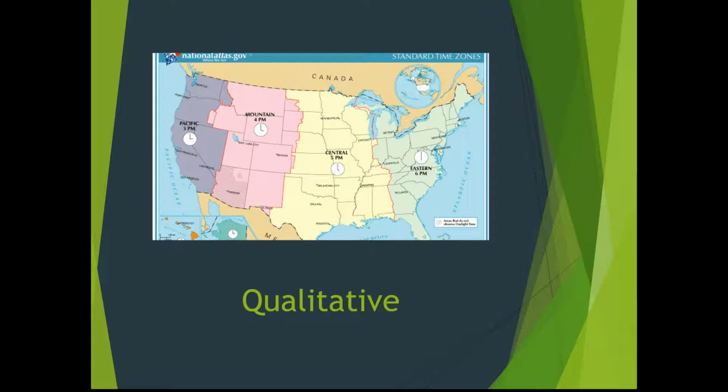Let's take a look at an example of a qualitative thematic map. This thematic map is a qualitative thematic map showing the standard time zones in the United States of America, taken from the National Atlas. Since a time zone is a nominal type of information, this map focuses on the distribution and location of the time zones, but not any numerical or quantitative information. In other words, it only shows the different kinds of time zones and where they're located.